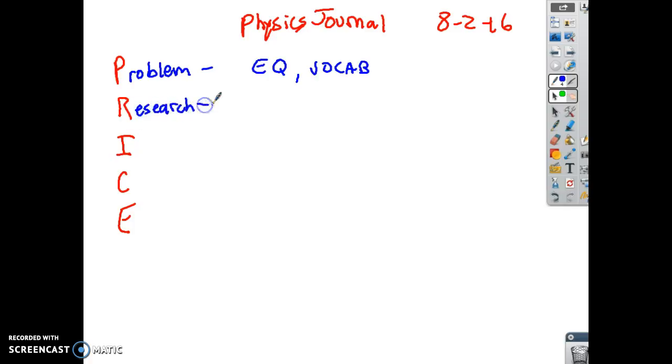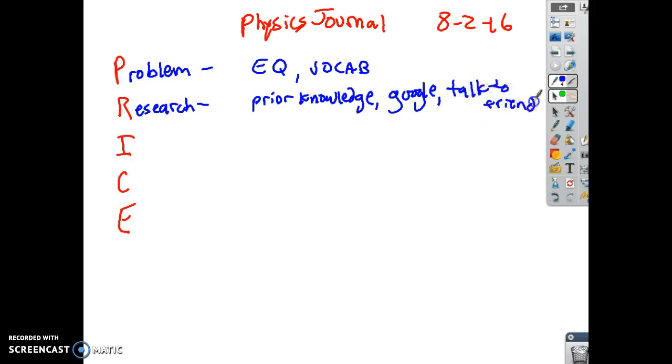And then you're going to do a little research on that thing. As soon as you come in, you're going to write this EQ down, this vocabulary down, whatever it is, and then you're going to do a little research. You might even know something about it, so you might write down the concept that you have had prior knowledge of, or you did a Google search on it, or you talk to your friends about it. However you get a little information about the problem, gather some information about it, and you're going to come up with your own idea.